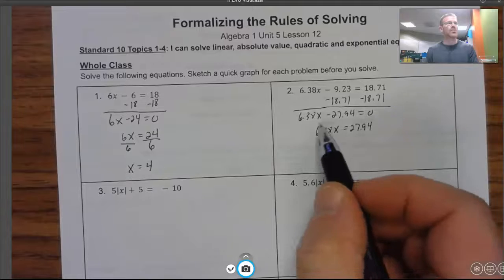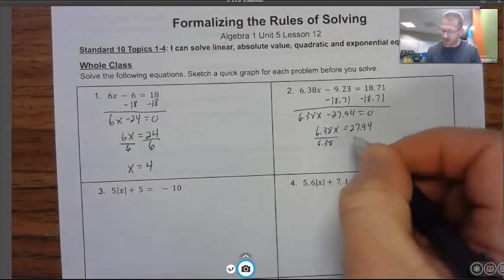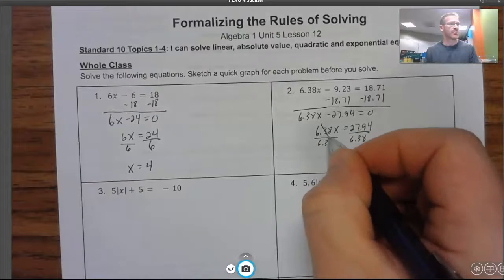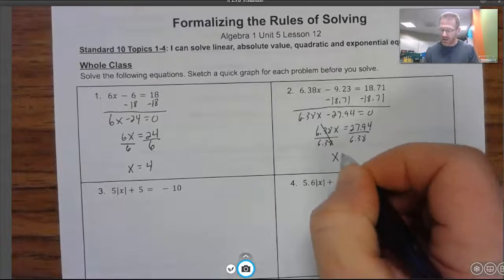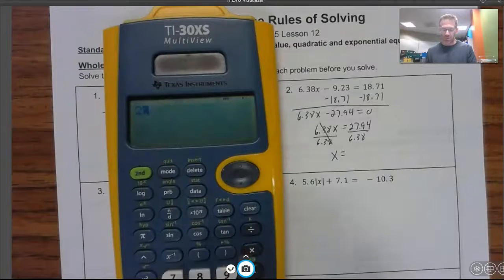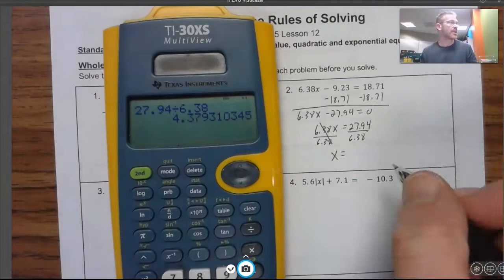So the way I undo multiplying by 6.38 is to divide by 6.38. So 6.38 divided by 6.38, undo that, and it leaves us at 1x. And then I just go to my calculator for the rest here. So 27.94 divided by 6.38. Oh, I did addition. No, I did it right. There we go. It looks like addition on my calculator, but that is division.